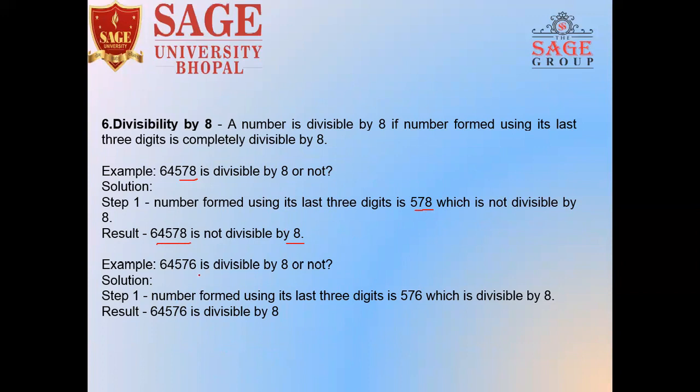Taking another example, 64576, is this divisible by 8 or not? We are considering the last 3 digits 576. 576 is divisible by 8. So the result is the entire number 64576 is divisible by 8. So this is a very short trick. On the basis of this trick, we can conclude whether any number is divisible by 8 or not. Suppose a very long number is there, 23478576. It's a very lengthy number. We need to find whether it is divisible by 8 or not. So simply we consider the last 3 digits.